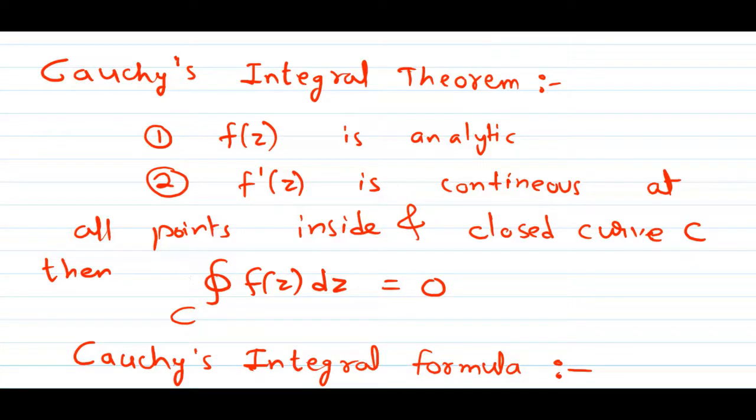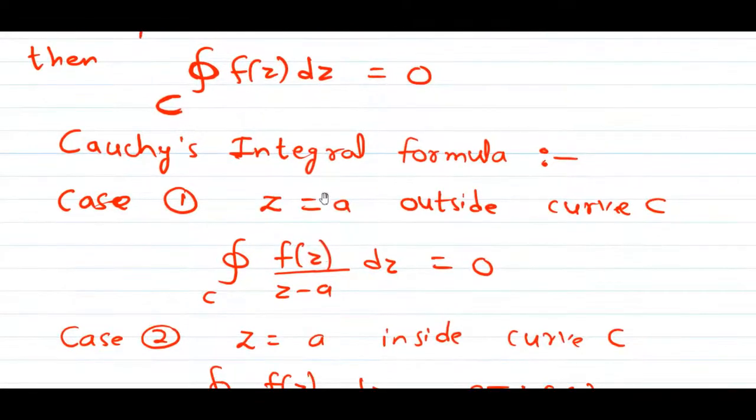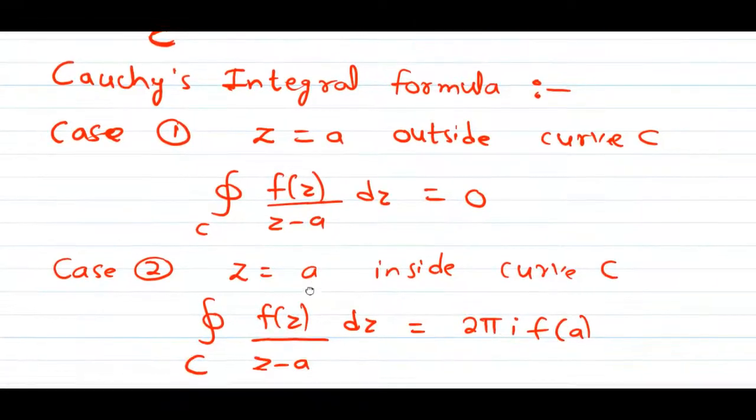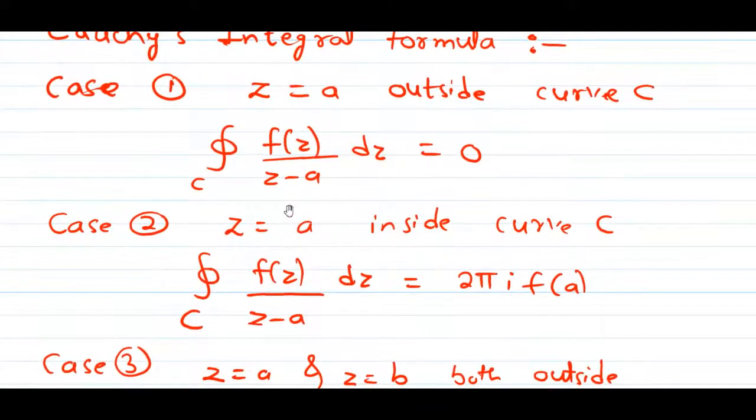So this circle indicates that we have one closed curve, and C means that some curve will also be given to us. Now next is Cauchy integral formula. So there are few cases that we will see. Case number 1, that z equal to a, any point z equal to a is outside the closed curve C. This point a is outside the curve C.